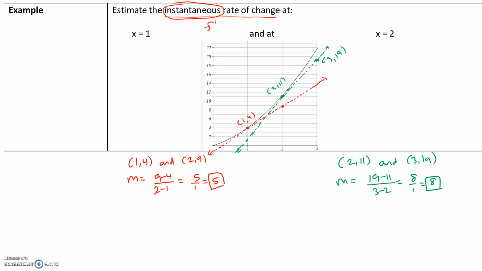So notice that at x equals 1, the slope, the instantaneous rate of change of the tangent line, is 5. At x equals 2, the slope of the tangent line is 8. So it seems like the slopes are increasing as the x values get bigger.